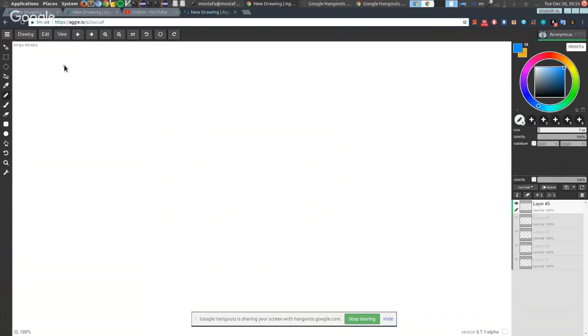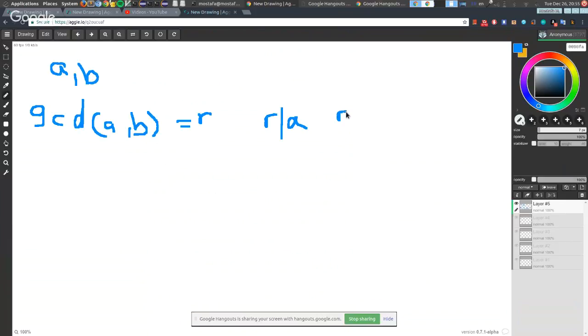If you have two numbers, A and B, we say the GCD between them is the maximum number that divides both A and B. So if we call this R, then we have R divides A, R divides B, and for any M greater than R, either it doesn't divide A or it doesn't divide B. So basically R is the maximum number that divides both together.